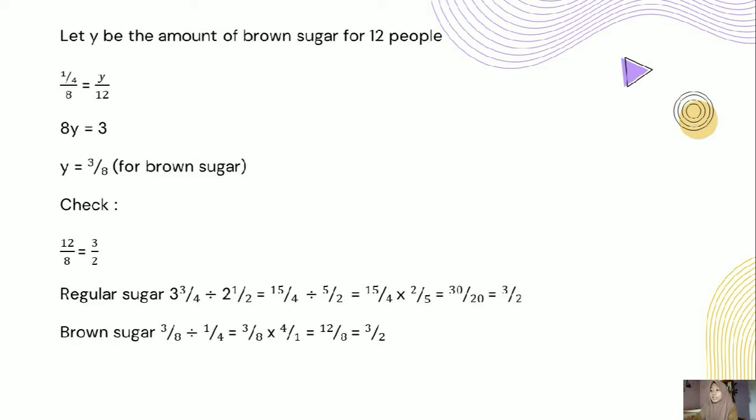Regular sugar: 3 and 3 per 4 divided by 2 and a half equals 15 per 4 divided by 5 per 2 equals 15 per 4 multiplied by 2 per 5 equals 30 per 20 equals 3 per 2. And the brown sugar: 3 per 8 divided by 1 per 4 equals 3 per 8 multiplied by 4 per 1 equals 12 per 8 equals 3 per 2.